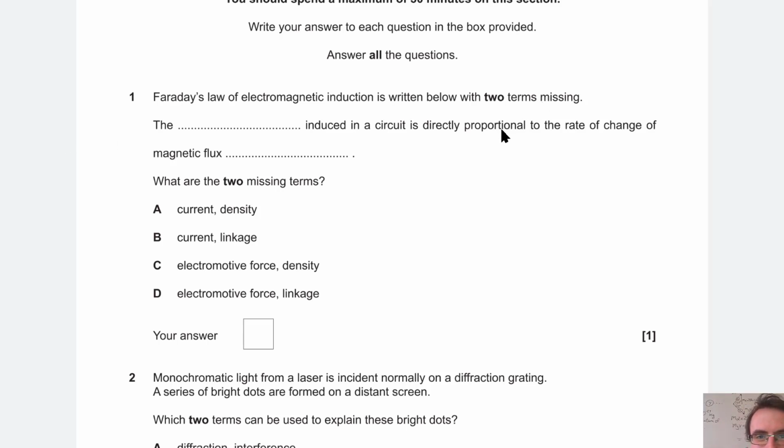Faraday's law of EM induction is written below with two terms missing. So that will be the induced EMF in a circuit is directly proportional to the rate of change of magnetic flux linkage. Really important. So correct answer has got to be D.